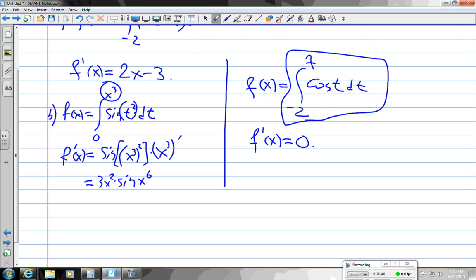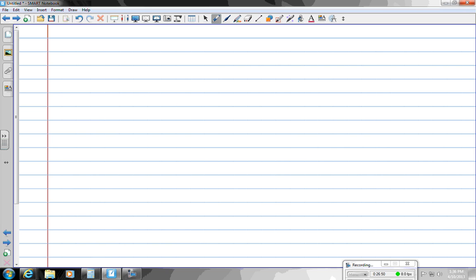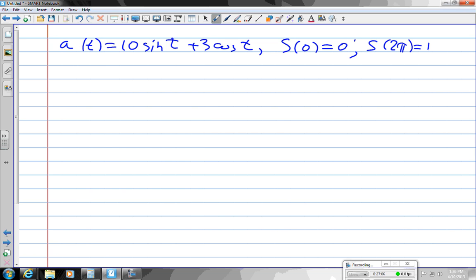Okay. So the last question. Given the acceleration, and given these 2 points, where s is the position function, I want to find the position function. So find the position.